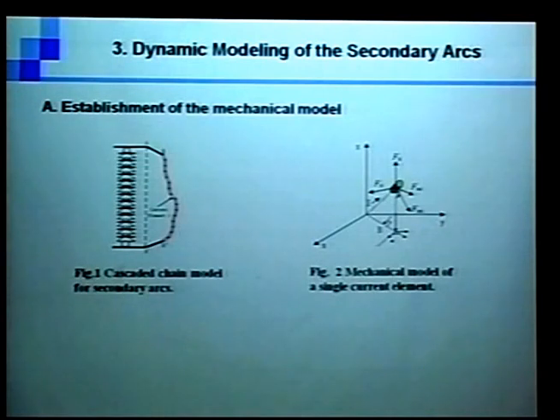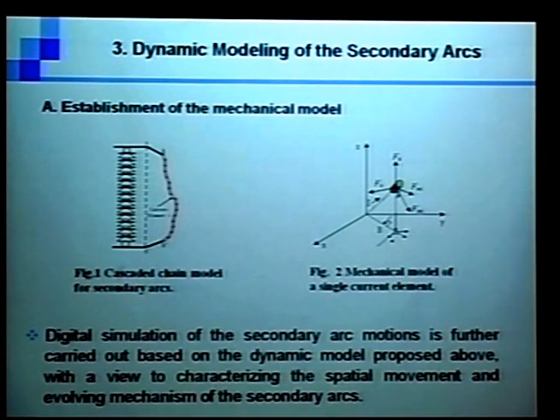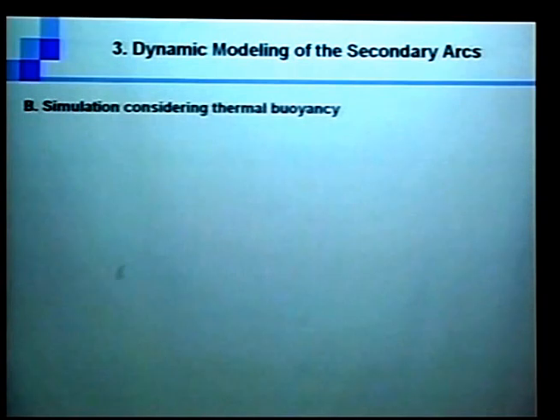It's a cascaded chain model we have adopted for the second arcs, with a mechanical model of a single current element. I just gave you a concept. I have no time to explain in detail here, due to the time limit. And the digital simulation of second arc motions is further carried out based on the dynamic model we have proposed above, with a view to characterizing the spatial movement and the evolving mechanism of second arcs and trying to compare with the experimental research.